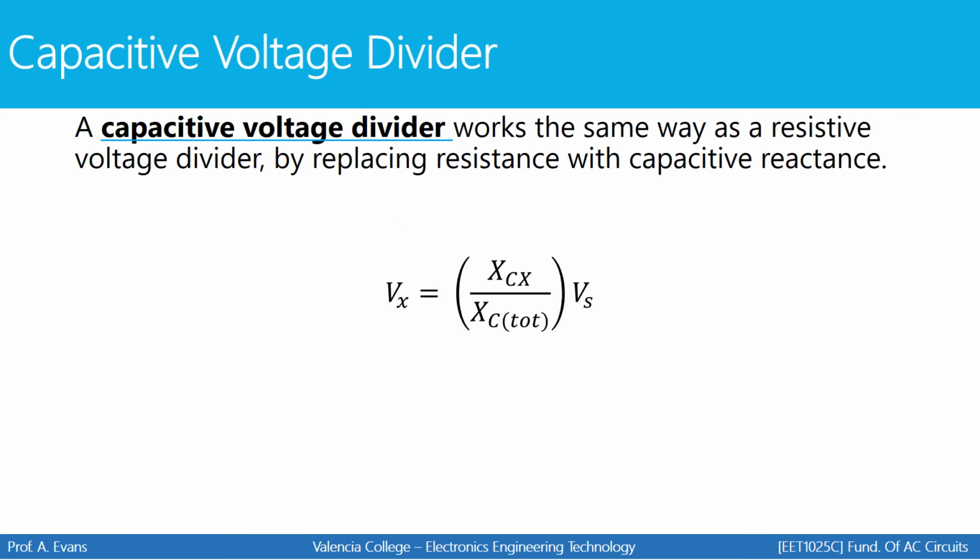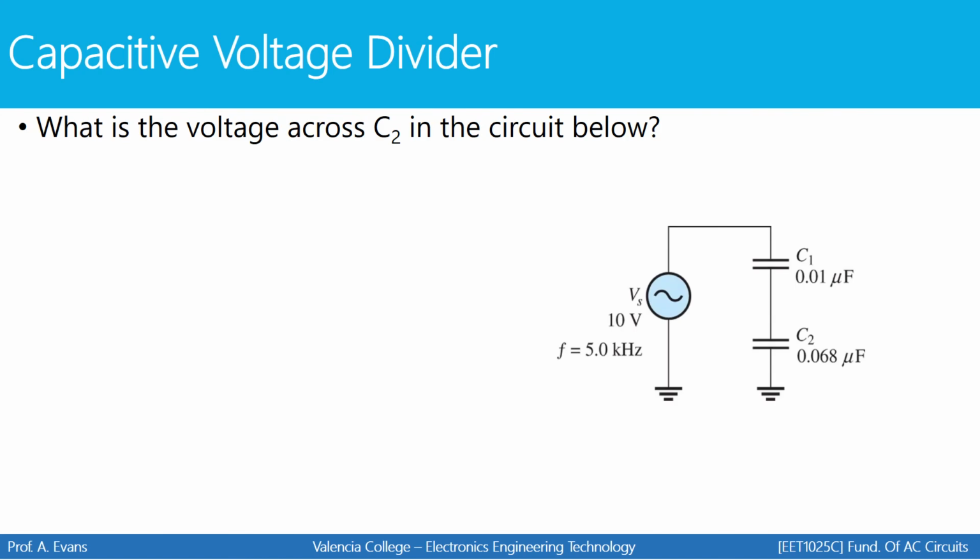You can also set up a capacitive voltage divider using capacitive reactance instead of actual capacitor values. If you do that, it's going to work the same way that a resistive voltage divider works. You're just going to replace the resistance values you would normally have in your voltage divider with capacitive reactance values. And then you can set up a voltage divider the same way that you have done in DC circuits. So we're going to quickly practice that.